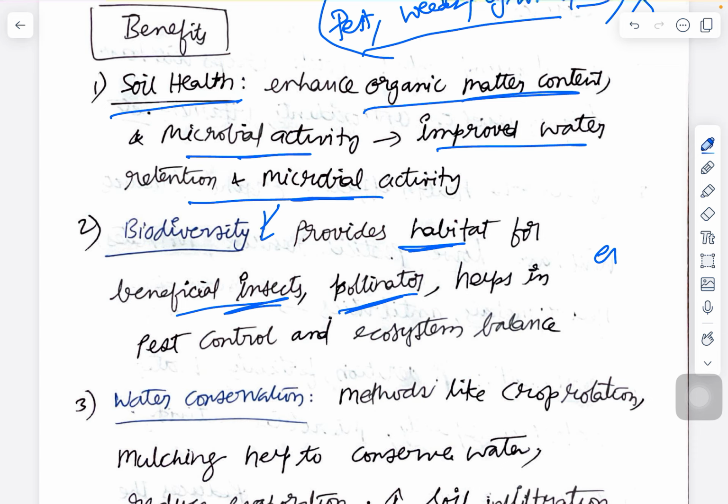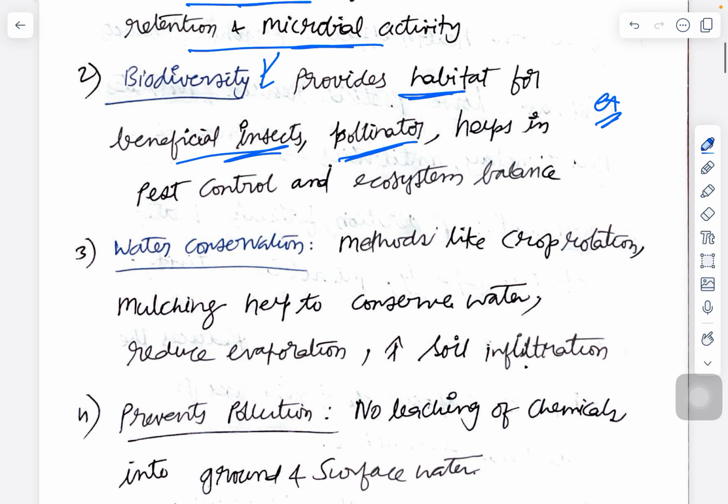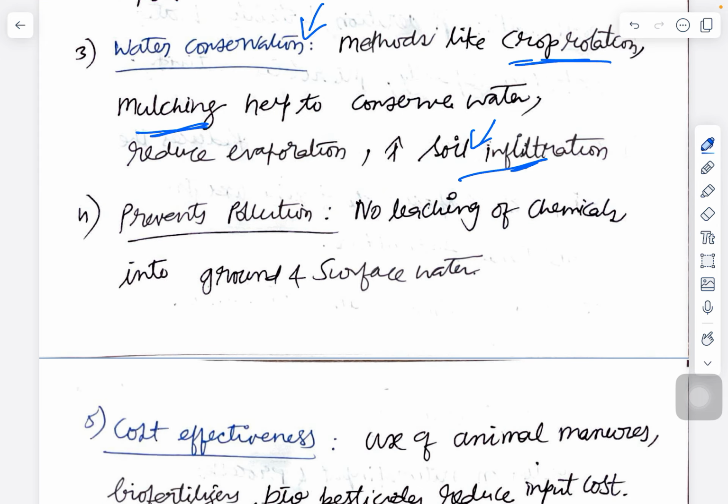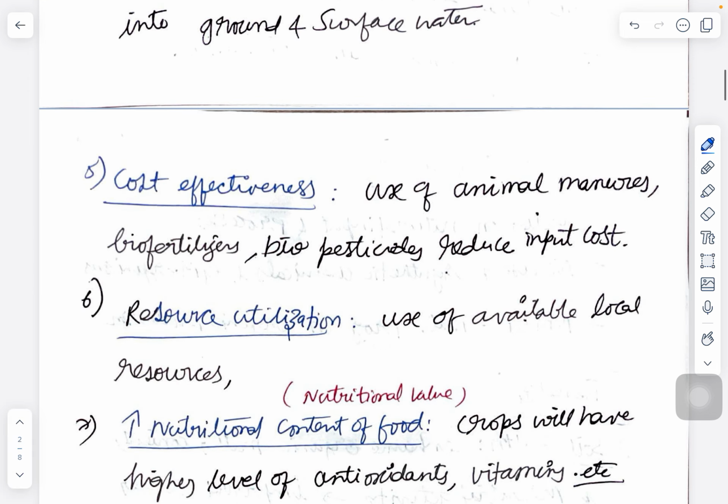Then again, I'm not sure of a particular example, like how it is done in some crops, etc. Then with some of the methods like crop rotation and mulching, we can obviously conserve water, because it reduces evaporation. And with reduced evaporation, there is much more water available for infiltration. Then, as chemicals are not used, you can also say it prevents pollution.